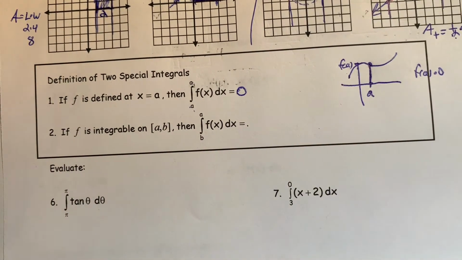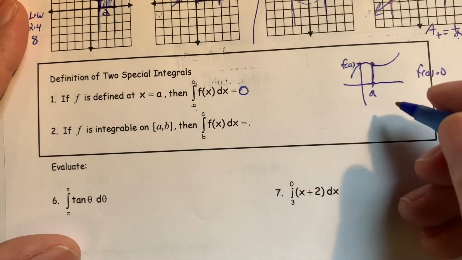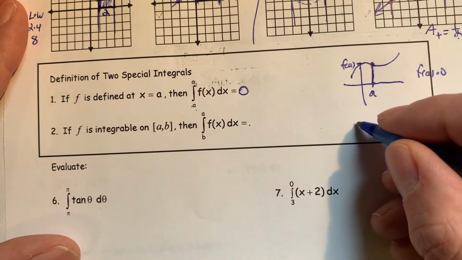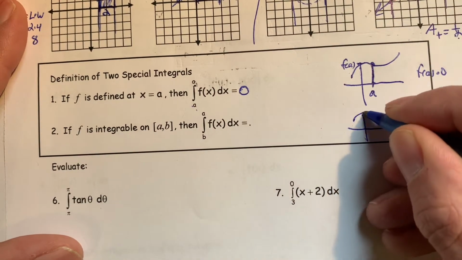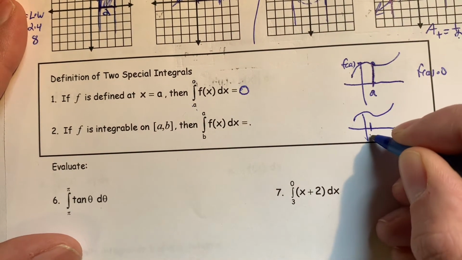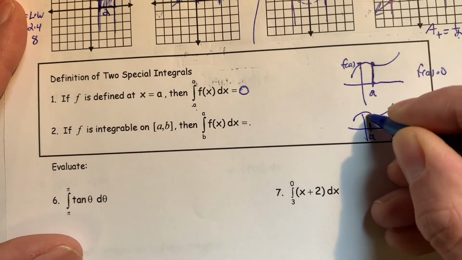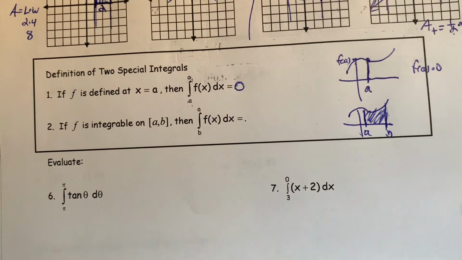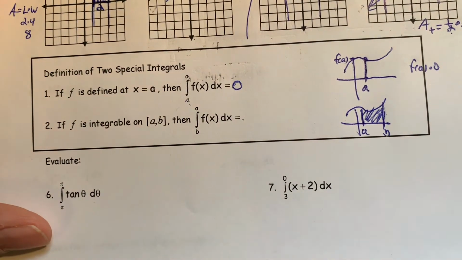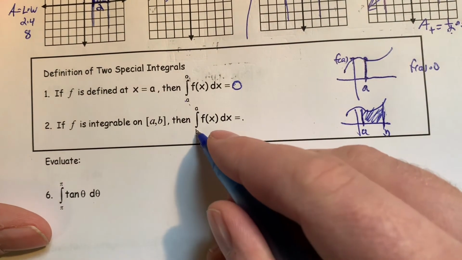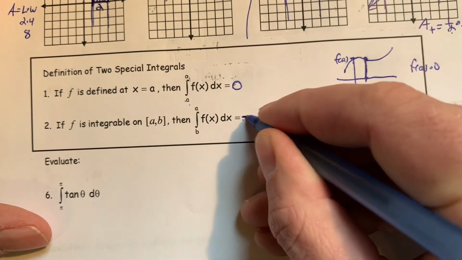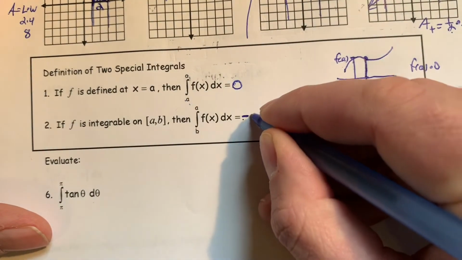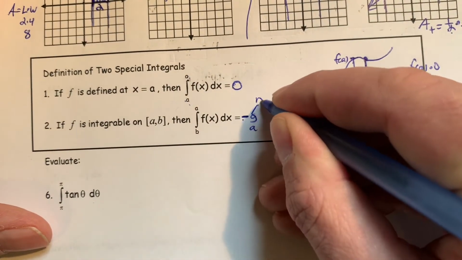The other really important one is if you're going from B to A, and we'll talk about this more later this year, why this is the case. This is definitional, and this will come up a lot of times. You want to make sure you feel comfortable with this. The integral from B to A is the same as the negative of the integral from A to B.